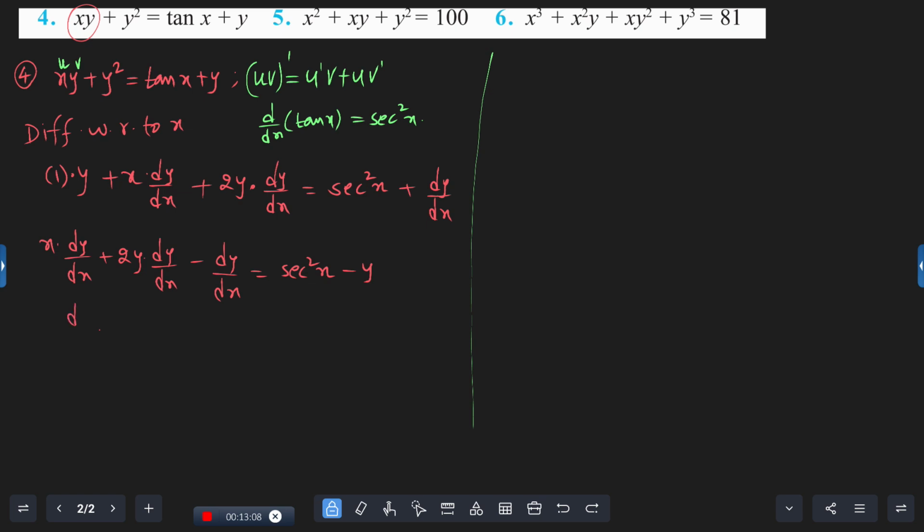Next take dy by dx commonly outside, so that x is remaining, 2y is remaining, minus 1 is remaining. So when you multiply dy by dx, you will get this step. Now when you send all the multiple terms opposite, you will get the required dy by dx: secant square x minus y whole divided by x plus 2y minus 1. That's it. This is our required dy by dx for the fourth one.